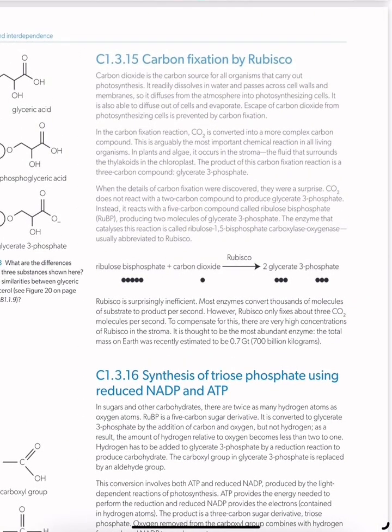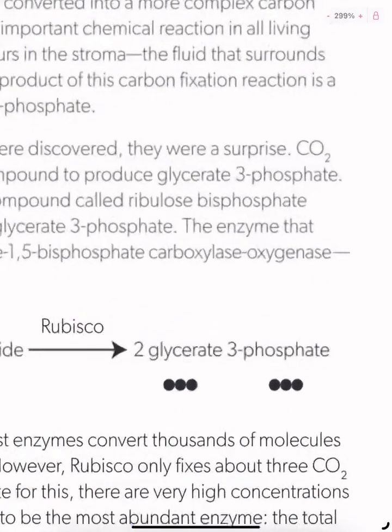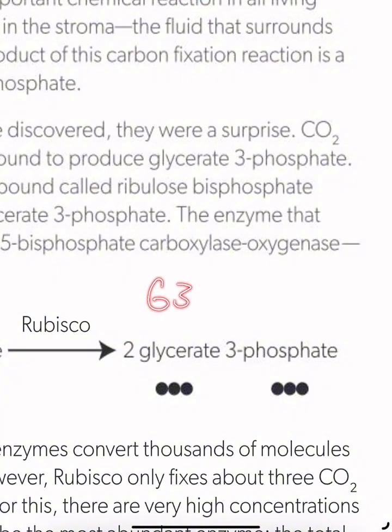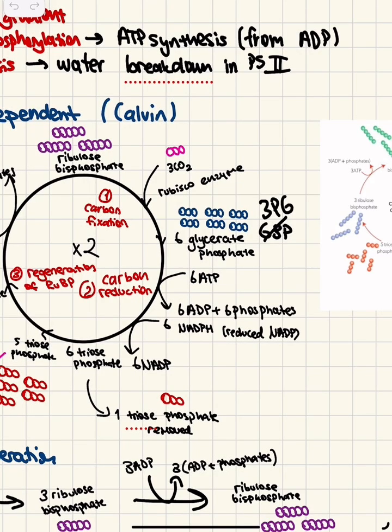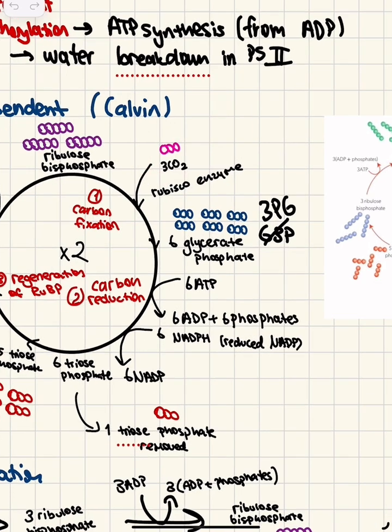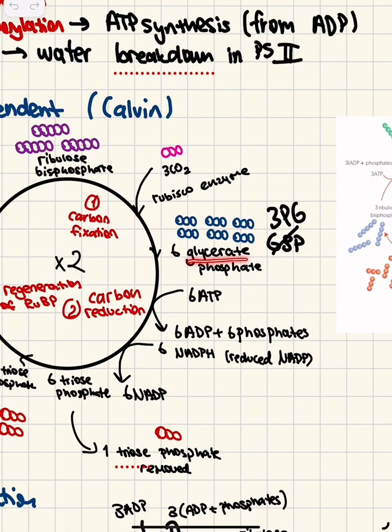So at first we start the Calvin cycle with ribulose bisphosphate, and then we add a carbon dioxide molecule to it, and the Rubisco enzyme fixates the carbon and makes the molecule glycerate 3-phosphate, which can also be called G3P. So as we can see here, the Rubisco enzyme fixates the carbon dioxide molecules and creates glycerate 3-phosphates.